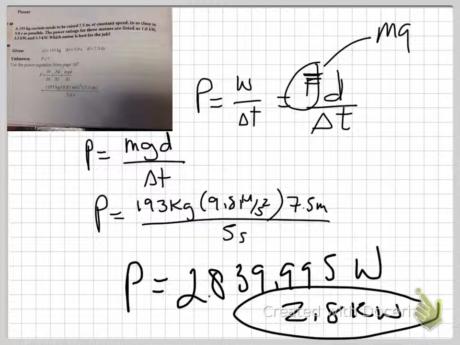Do you see what a tiny unit a watt is? Now, a 193 kilogram curtain is not light. Each of you is probably between 50 and 100 kilograms. So we're talking about a curtain that weighs as much as two of you. Stage curtains are heavy.